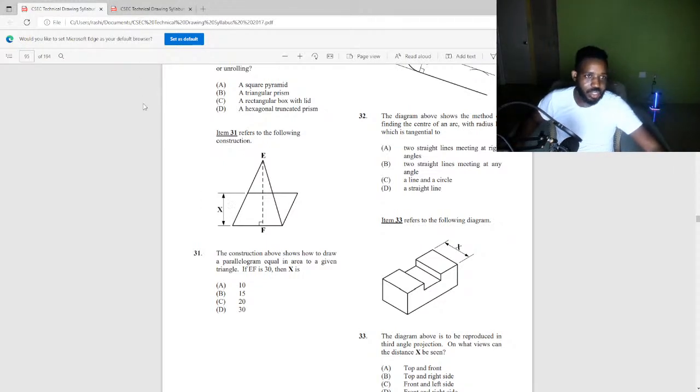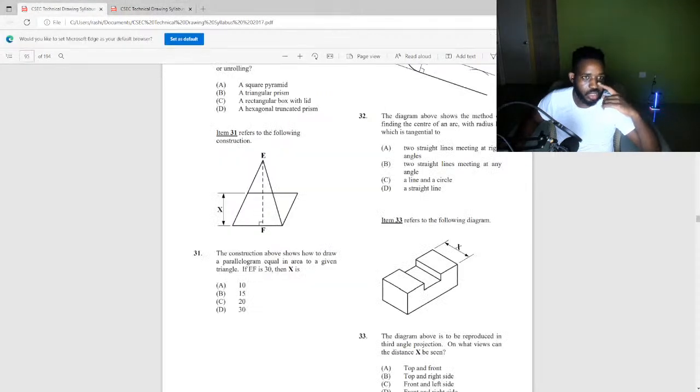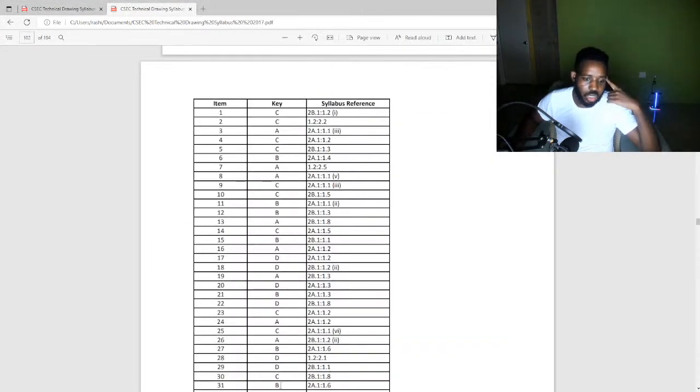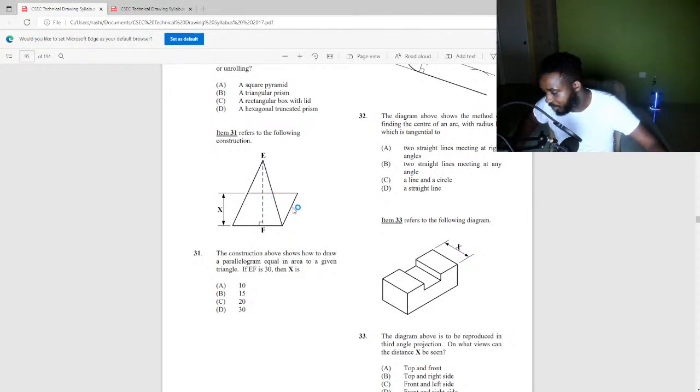I think it's 15. What's the area of a triangle? Half base times height. Number 31. Is it 31? It is 31. 15 is what? B? Yeah, 31 is B. 15, half of the height. So if this is 30, then that's 15. 15 units. Yeah, correct. It would be 15.